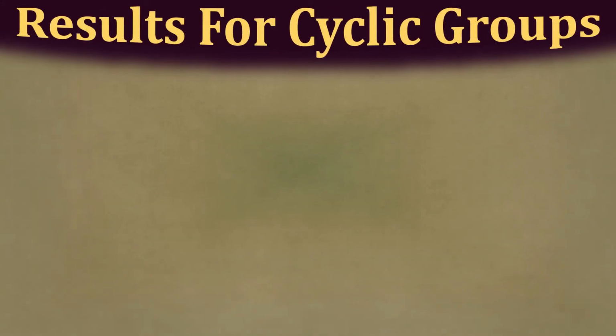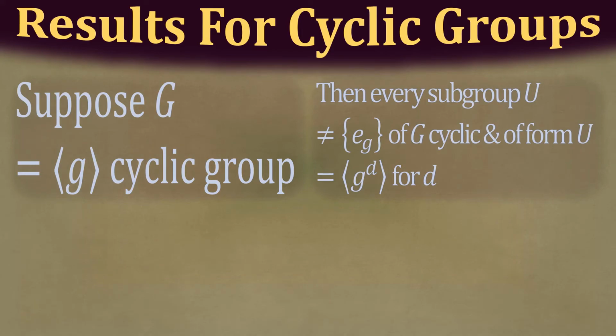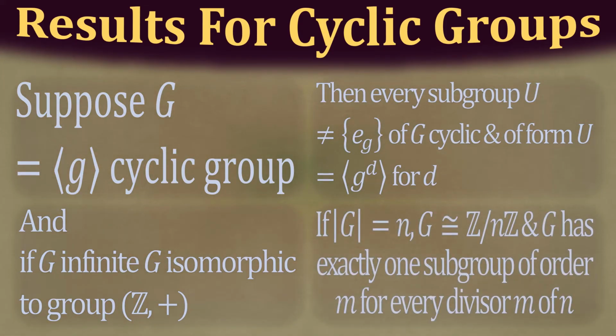Hence, let's give some results for cyclic groups. Suppose that G equal to the set generated by g is a cyclic group. Then every subgroup U not equal to the set containing just the identity element of G is cyclic, and of the form U is equal to the group generated by g to the d for some d. And if G is infinite, then G is isomorphic to the group of the integers with addition. Also, if the cardinality of G is equal to n, then G is isomorphic to Z mod nZ, and G has exactly one subgroup of order m for every m a divisor of n.